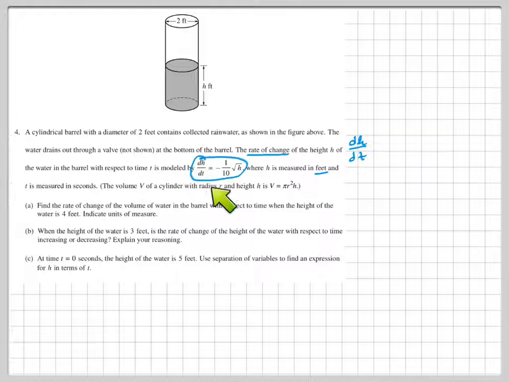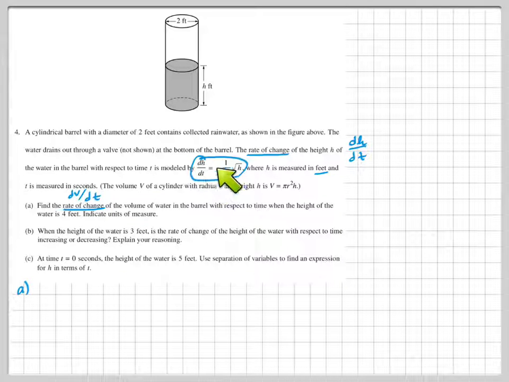The volume of the cylinder. Okay, cool. They give us the volume of the cylinder. Now, letter A. It says, find the rate of change of the volume of the water in the barrel with respect to time. Wait, rate of change of the volume. That is dV/dt of the water in the barrel with respect to time when the height of the water is 4 feet. Indicate units of measure.